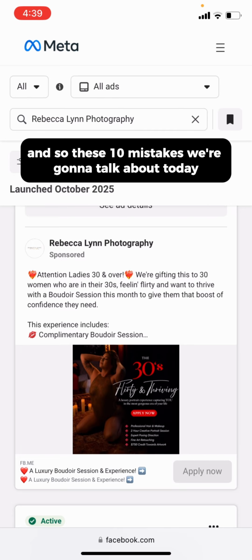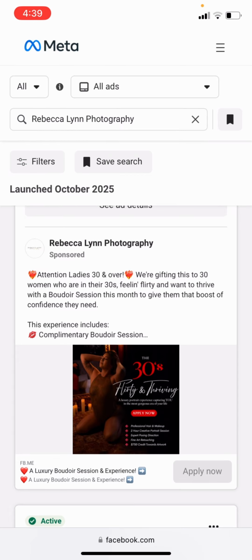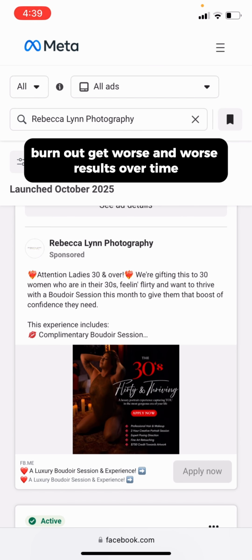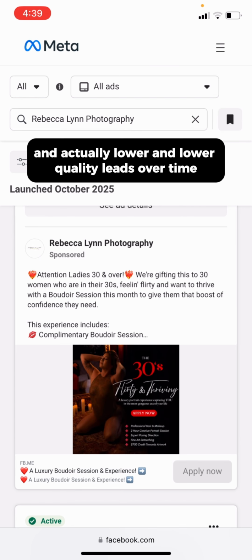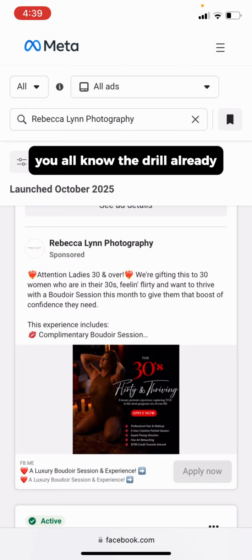And so these 10 mistakes we're going to talk about today, we're going to talk about why they're mistakes, why they're causing ads to die and burn out, get worse and worse results over time, low quality leads, and actually lower and lower quality leads over time until we've got to refresh the creative. All right, so first out of 10 that we look at, y'all know the drill already.